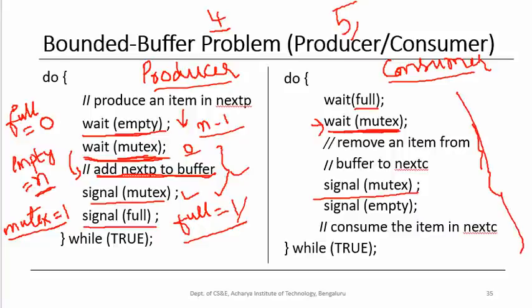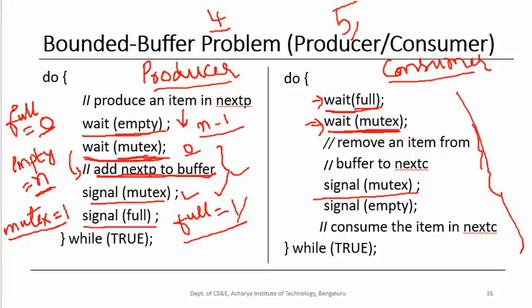In the consumer process, assuming that nothing is there in the buffer, the consumer should not be allowed to consume anything from the empty buffer. So it is waiting on the full. Now initially full is equal to 0. Therefore the consumer is not allowed to enter into the next instruction.